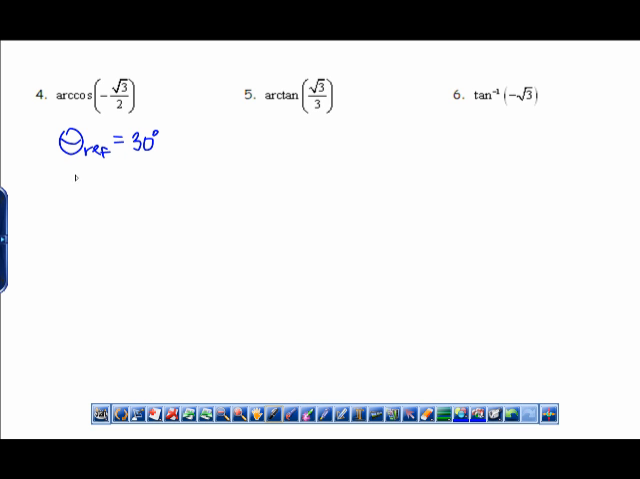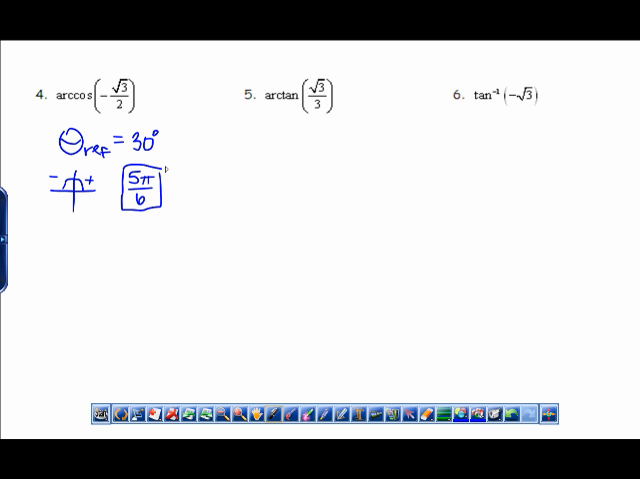However, I'm not going to write that down yet because if you remember for cosine, our restricted range is from 0 to pi. First quadrant if it's positive, second quadrant if it's negative. So we need to place 30 degrees into the second quadrant here. Remember that 30 degrees is pi over 6. So in the second quadrant, pi over 6 becomes 5 pi over 6.